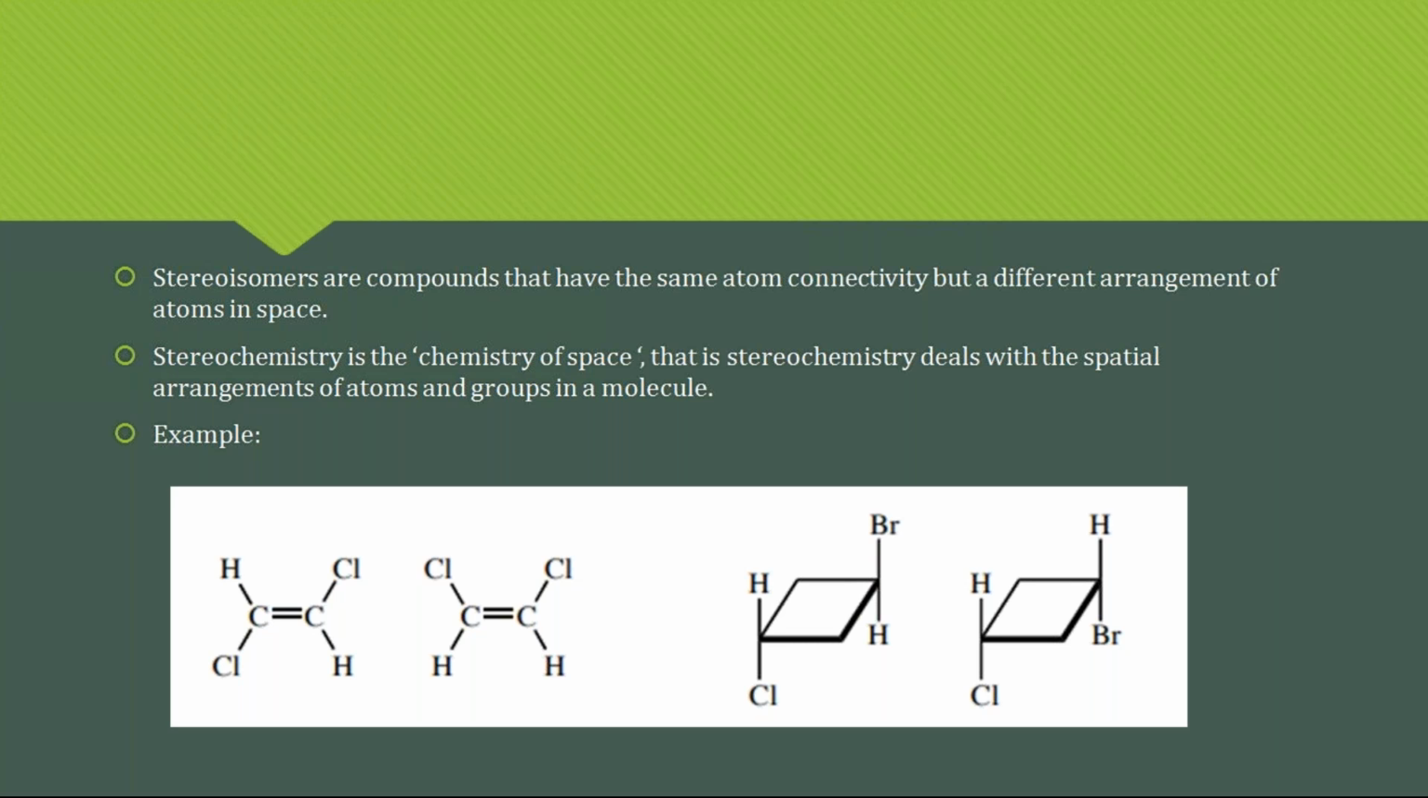Is the first structure cis or trans? Trans. Yes, when you have two different atoms on the same side, it is trans. If you have the same atoms on the same side, then it is cis. So the first one is trans and the second one is cis. Similarly, one more example I have given. Can you name the second example?